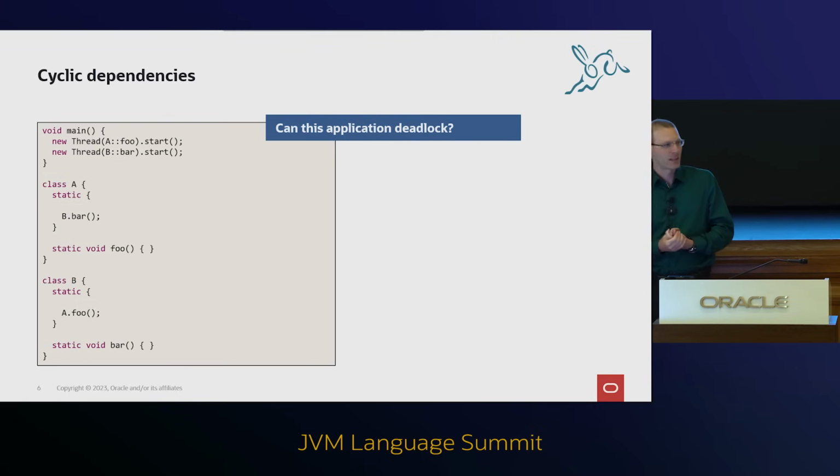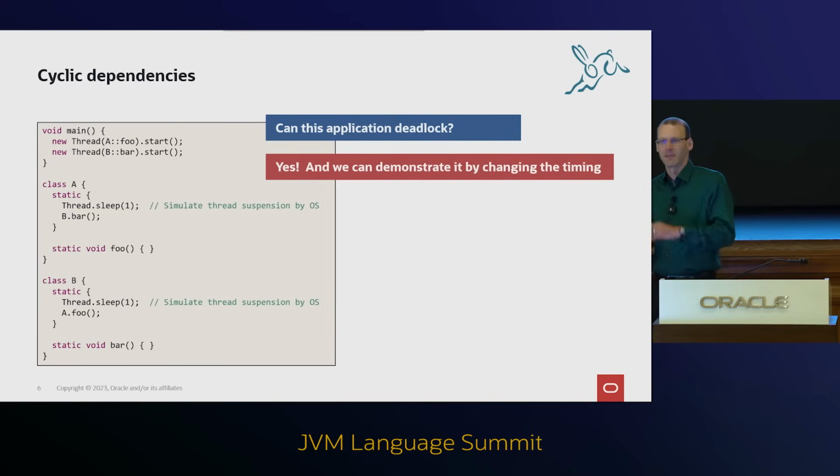Can this application deadlock? I start two threads. I have two classes that are initialized. So according to my definition, yes, it can deadlock. And we can actually simulate that pretty efficiently. We just need to help the OS a little bit and make the OS thread suspension a little bit more predictable. In case both class initializers get suspended by the OS at the beginning, this application is a guaranteed deadlock. So just by adding these two Thread.sleeps, I have a guaranteed deadlock.